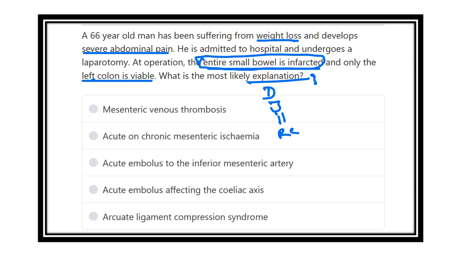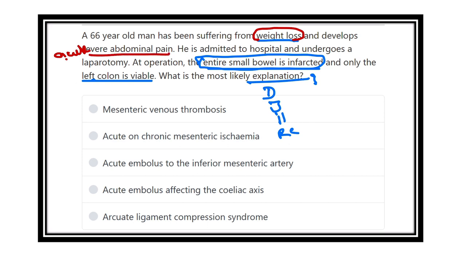First of all, let's see the weight loss. When does weight loss develop? Does it develop within a few days? No, it requires a longer time, so it is a chronic condition. The second feature is that they developed severe abdominal pain. Severe abdominal pain means it is an acute condition.